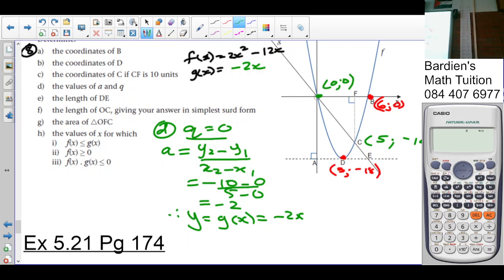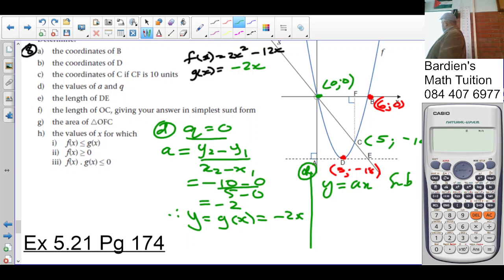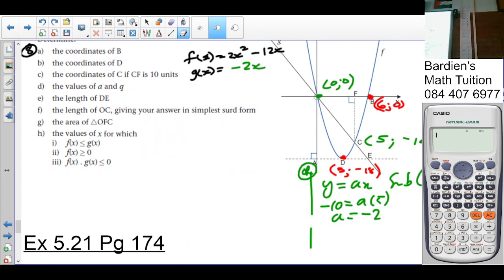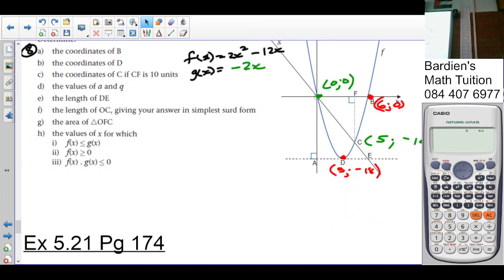Or you could have said, okay, since your Q value is 0, what I could have said was y is equal to ax. Since it's one unknown, I just need to substitute one point that's lying on this graph, which is 5 and negative 10. You couldn't have used 0 and 0 again. Okay, so that's y is negative 10, a times 5. A then works out to be minus 2. Okay? So both ways you could have gotten your A value out. And often we use the gradient formula.